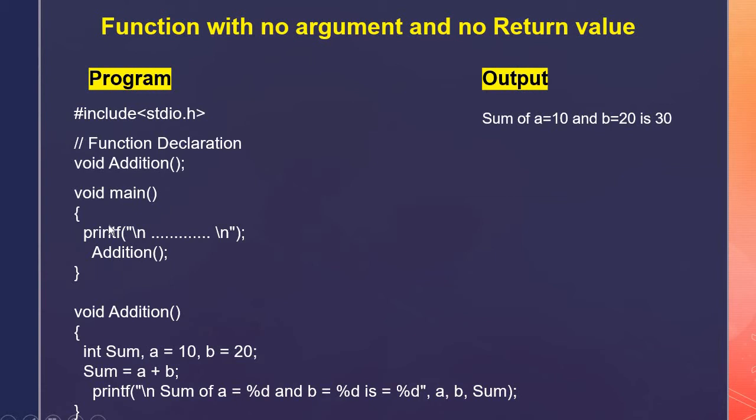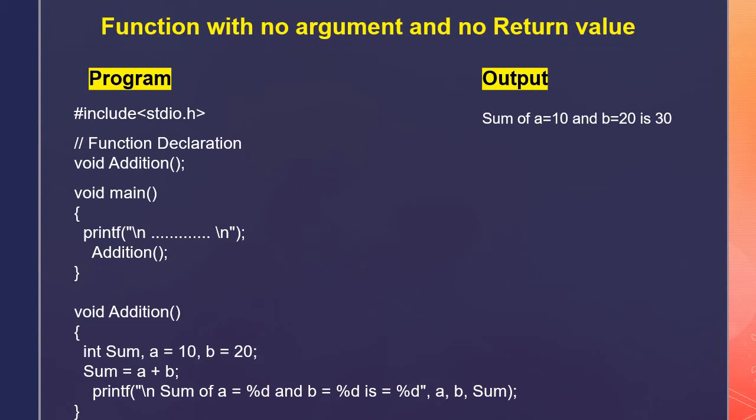Void main. Inside that, I have printed a line with dotted symbols. Then addition I have called. See, the bracket is here, so automatically it will check whether any function is available in the same program with the name addition. Yes, we have a function with the name addition. So immediately on seeing this statement, the control will jump over to the line where we define the function addition.